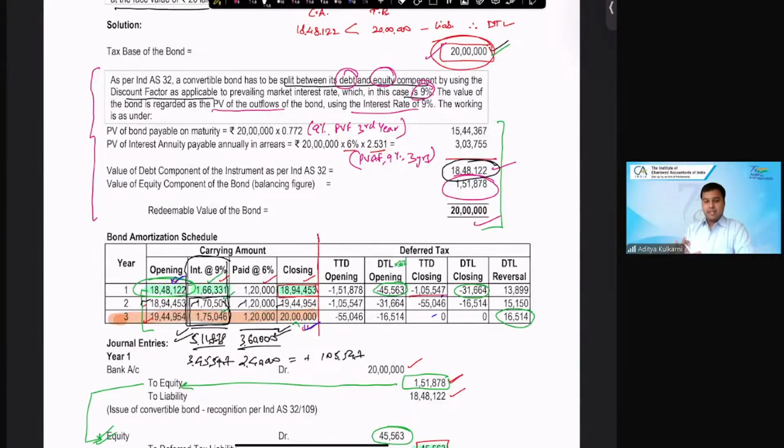Now, look at your deferred tax. See, for tax purposes, what is your tax base? Tax base is 20 lakhs. A taxman will not understand what is Ind AS 109, what is Ind AS 32 and all. He will not understand. So now, opening carrying amount of the bond is 18,48,000. Tax base is 20 lakhs.